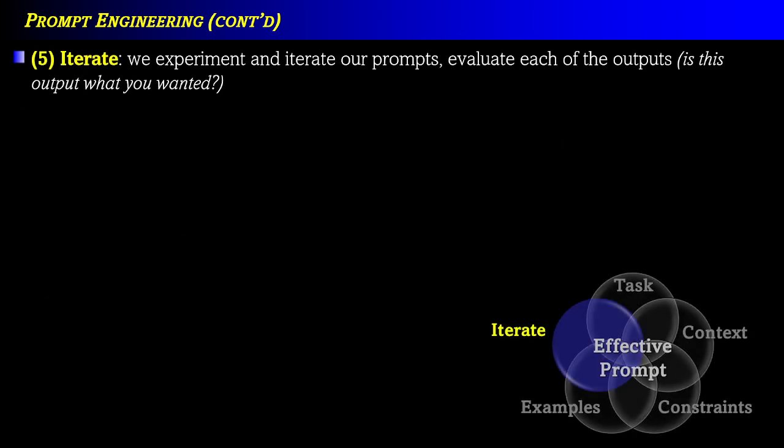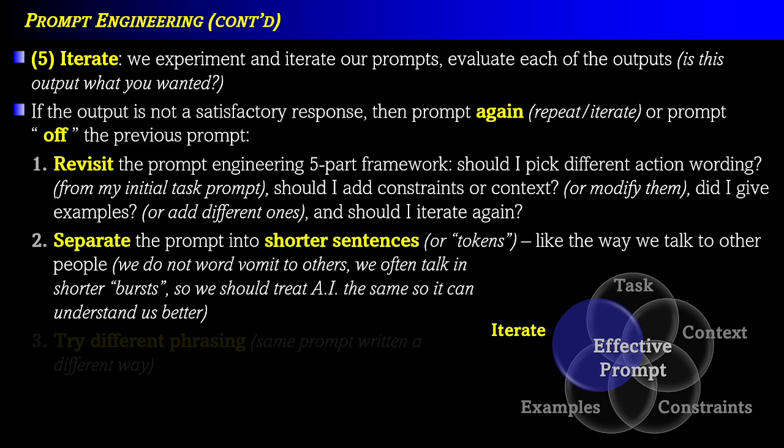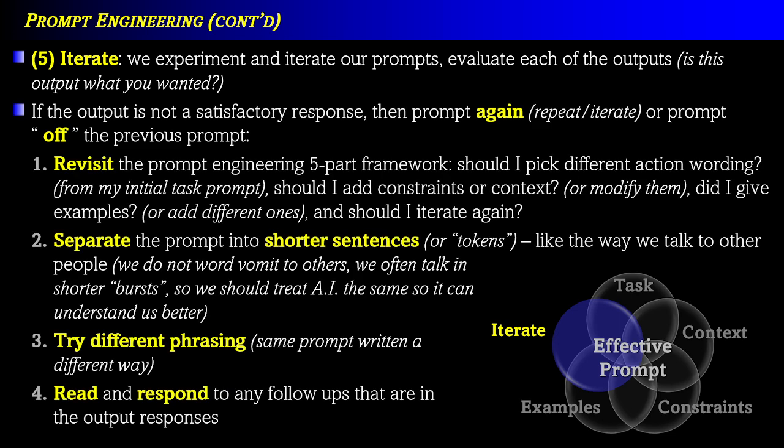The final tip is the iterative or the repetitive or the looping process. AI models are built on a concept known as backpropagation, which is the whole idea that it keeps retraining itself. So we can tap into this nature of the AI in the prompts we write. So we experiment, we iterate on our prompts, we evaluate the outputs, and is this the output that you wanted? If the output is not satisfactory, then prompt again. Repeat, iterate, prompt off of the previous prompt.